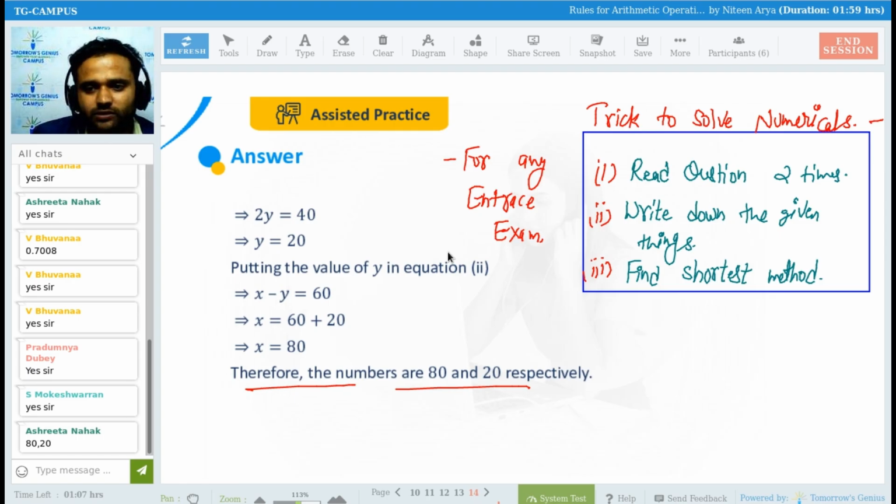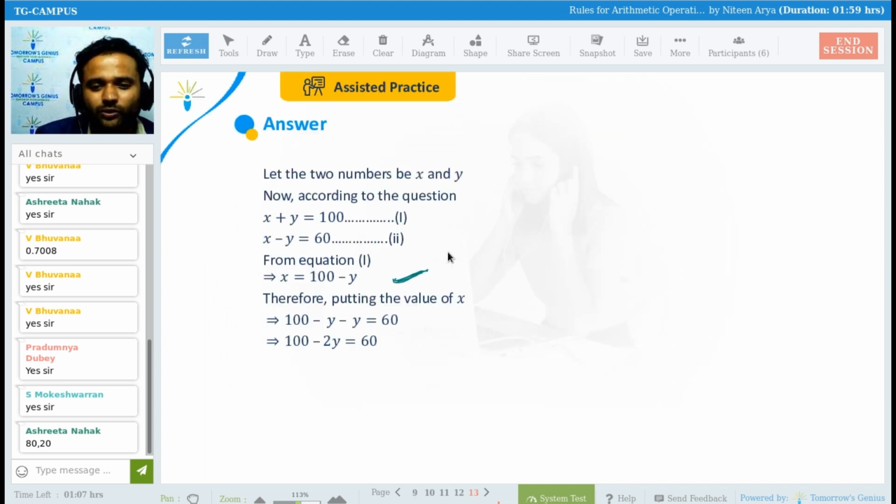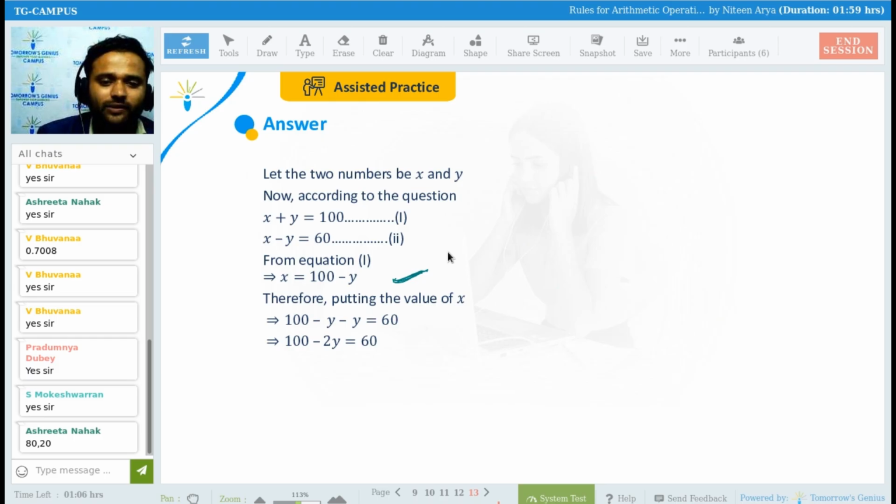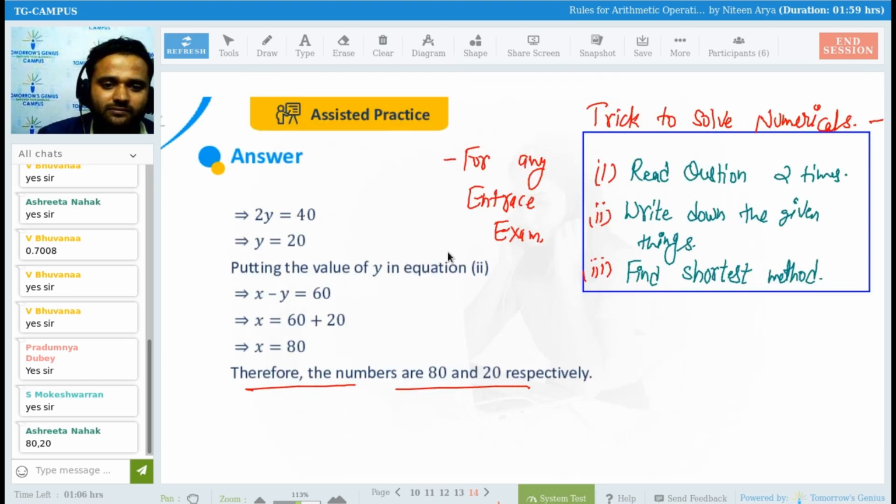At least for physics you need to use this. Write down the given things and find the shortest method. Like you can use this one also, but why would you use this one when we have this? Isn't it? The answer is going to be the same, 80 and 20. Now it's your choice which particular path you're going to choose. This one, 3 lines, or this one, so many lines. Clear? Is this clear na? So that is the method.